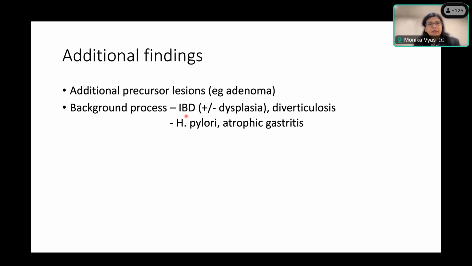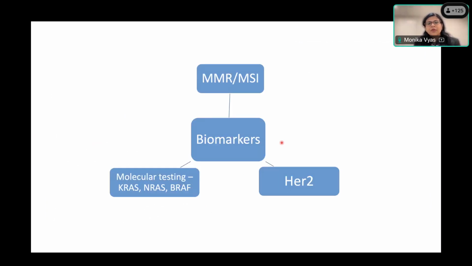So additional findings to note would be presence of a precursor lesion or background process, such as inflammatory bowel disease or diverticulosis, H. pylori or atrophic gastritis, which definitely need to be treated so that the patient is not predisposed to further sequelae of these processes. And then we also tend to do mismatch repair IHC on all of our gastrointestinal tumors, and molecular testing for KRAS, NRAS, and BRAF when indicated, and HER2 IHC for upper GI tract cancers.